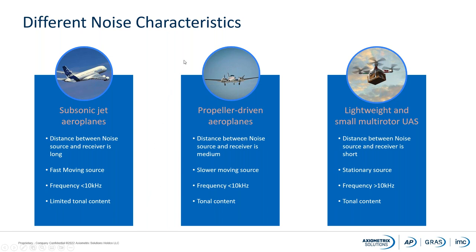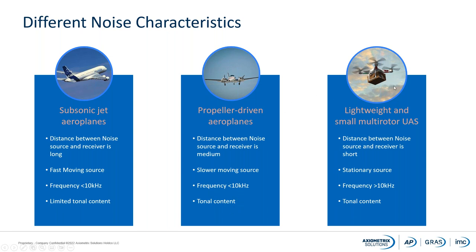When you take a look at propeller-driven airplanes, the distance between the noise source and the receiver is, as I've written here, medium. It's typically shorter than for the subsonic jet airplanes. They are flying at lower altitude and so on. They are also a slower moving source, and the frequency is still typically below 10 kilohertz, but they have tonal content. Therefore they are a little bit different when it comes to measurement of noise from them.